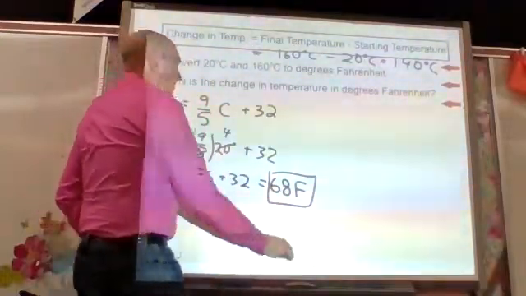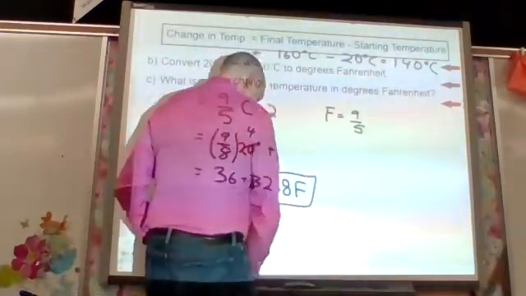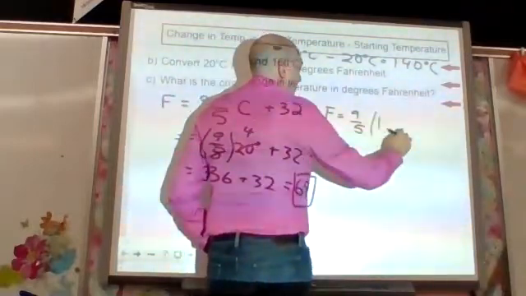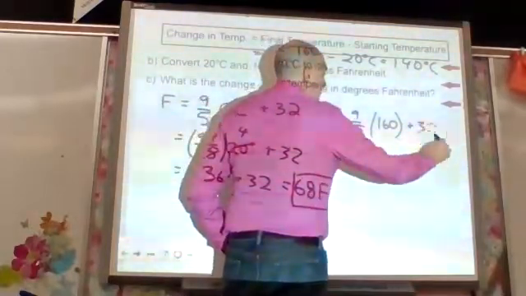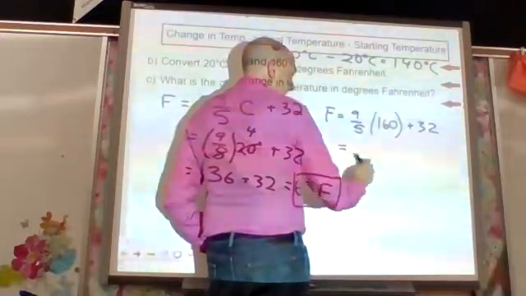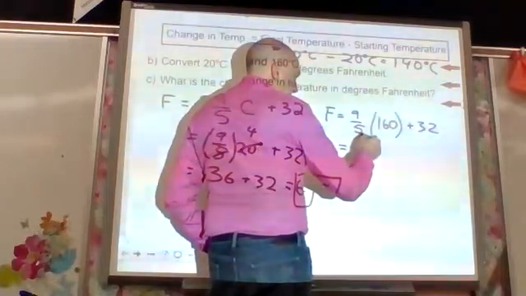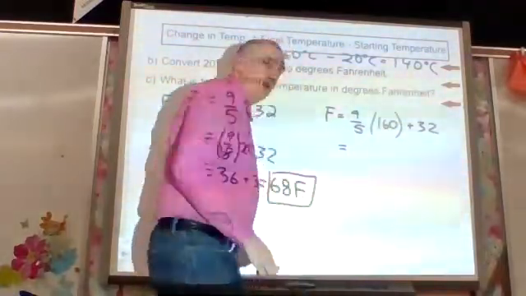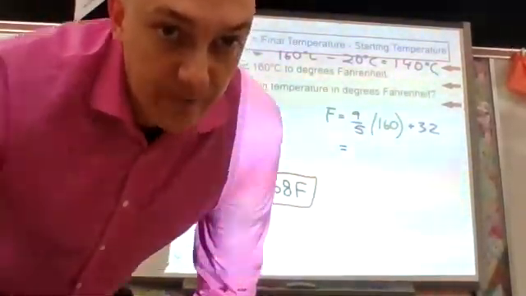And the other side of things, we're going to have Fahrenheit equals 9/5 times 160 degrees plus 32. So 160 divided by 5 is 16, times 9 is, ooh, that's harder. I have to use my calculator right now. And there's no shame in that.